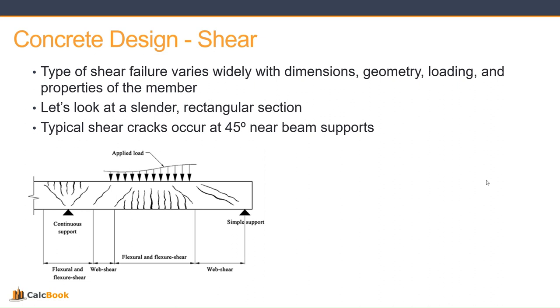If we take a look at a generic beam here, on the right side we have a simply supported end, and on the left side it's continuous with some distributed applied load. You can see we get flexure and flexure-shear cracks there at mid-span, and then we get shear cracks towards the supports. And obviously over the continuous support, we get flexure and flexure-shear cracks, but on the other face, because the top face is in tension over the continuous support.